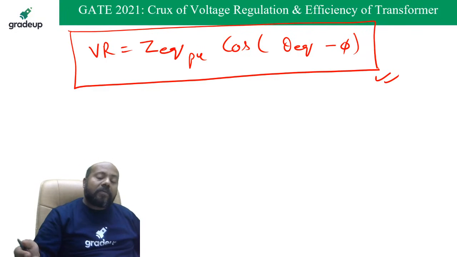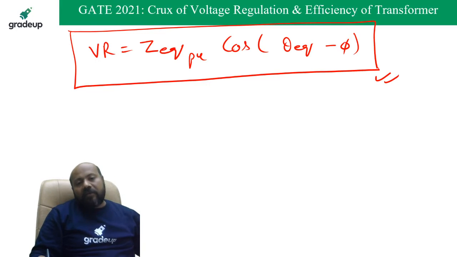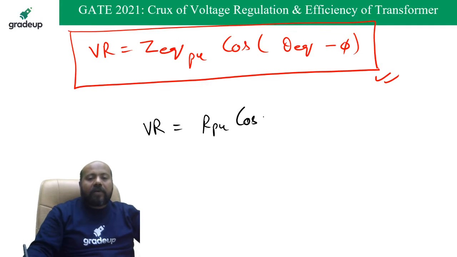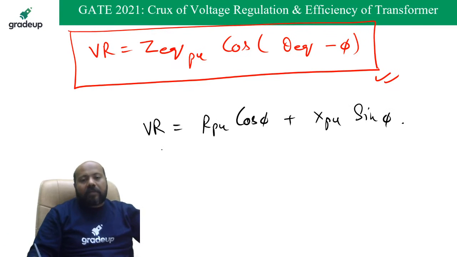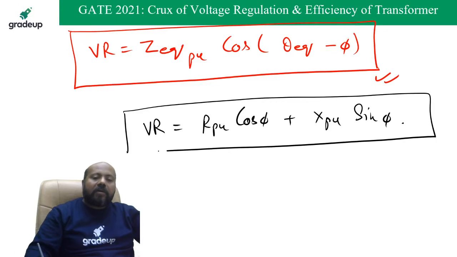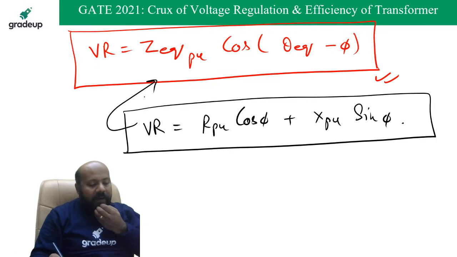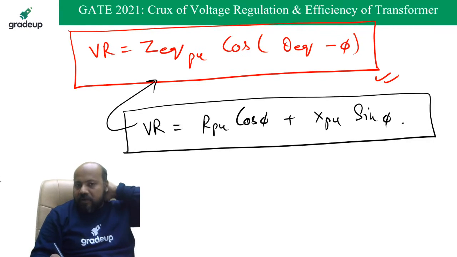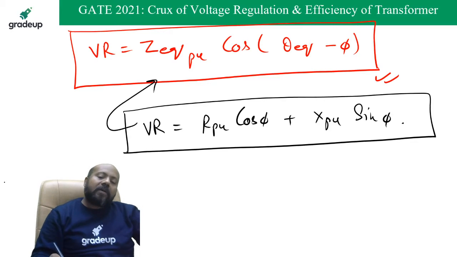Now this is not a new equation you are getting for the voltage regulation of the transformer. There is one more general expression, which is r per unit cos phi plus x per unit sin phi. This is the same equation, just written in a different way. But you should be able to know both the equations, because whatever data is given, accordingly you can choose which particular expression you are going to use. I hope it is clear to all of you.